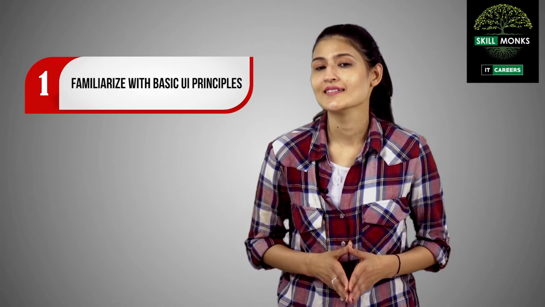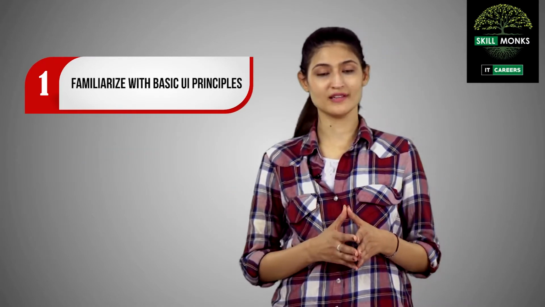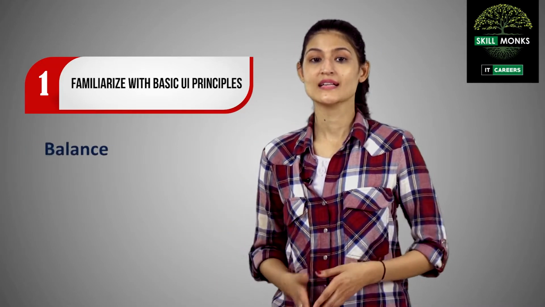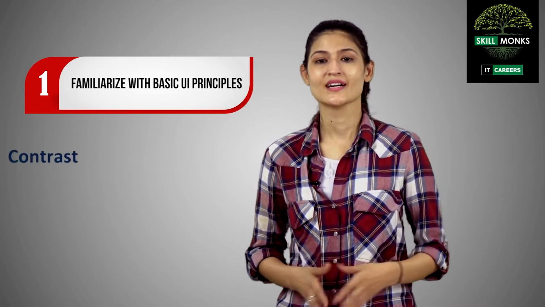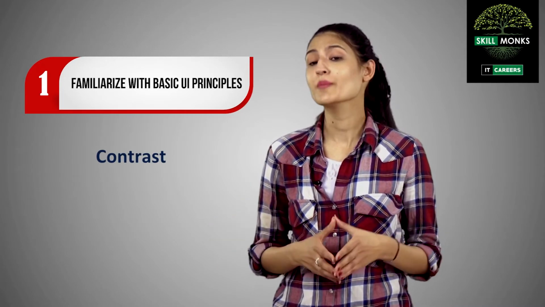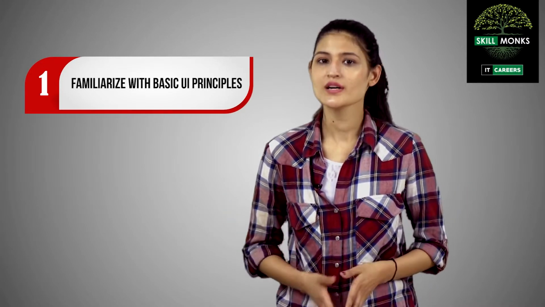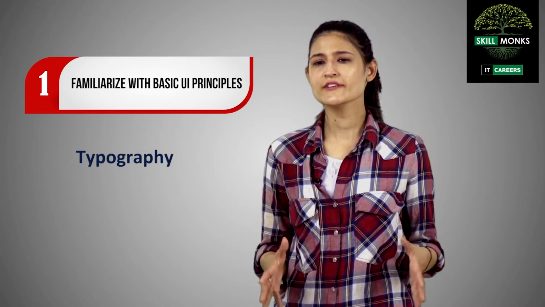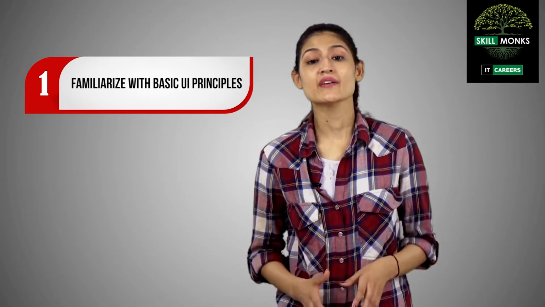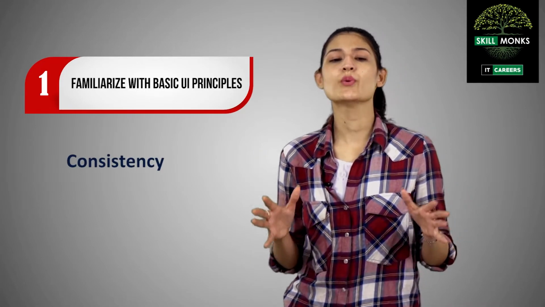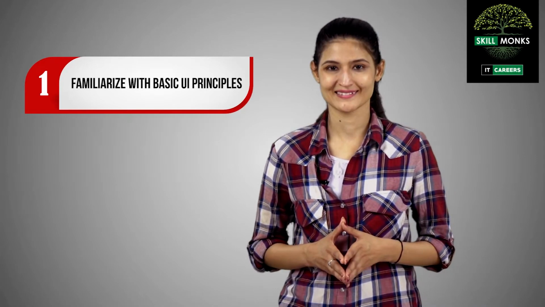Number 1 is color. Color vocabulary, fundamentals, and the psychology of colors. Number 2, balance, symmetry and asymmetry. Number 3, contrast. Using contrast to organize information, build hierarchy, and create focus. Number 4, typography. Choosing fonts and creating readable text on the web. Number 5, consistency. The most important principle. Creating intuitive and usable designs starts here.